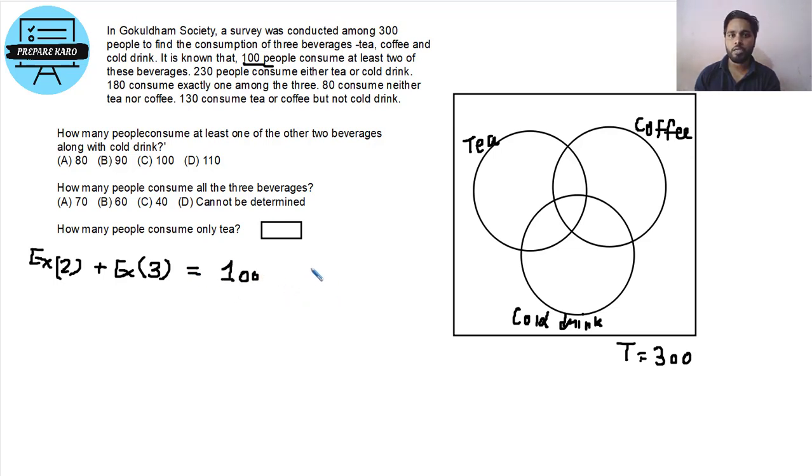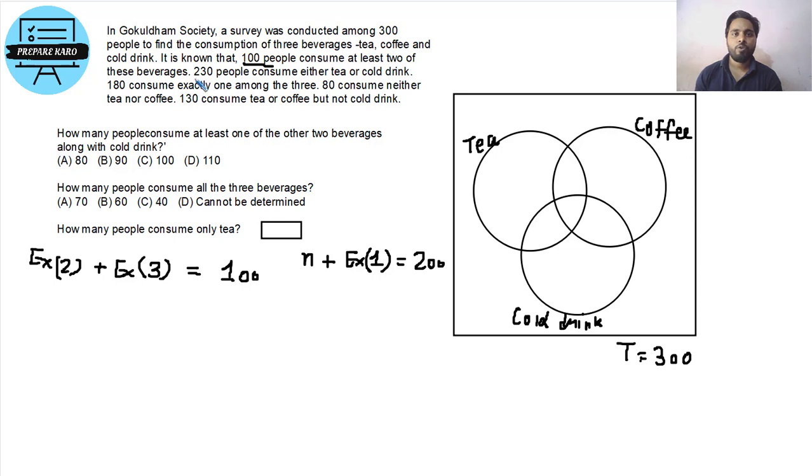Same way you can say none plus exactly 1 is 200. Why are we able to say this? Because total is none plus exactly 1 plus exactly 2 plus exactly 3. If exactly 2 plus exactly 3 is 100 and total is 300, that means the remaining part, none plus exactly 1, is 200. I hope this makes sense.